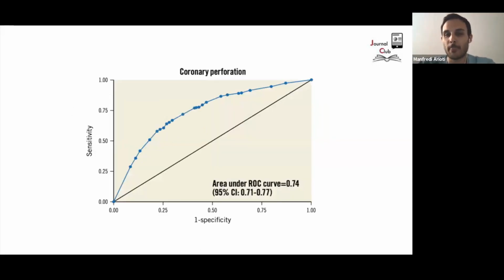After having obtained the score, an internal validation was performed with the bootstrapping method, and the ROC analysis showed an acceptable correlation with an area under the curve of 0.74. And this is true even if we look at the single different types of perforation: main vessel perforation, collateral perforation, or distal wire perforation. The only association that was less strong was that with septal perforations.